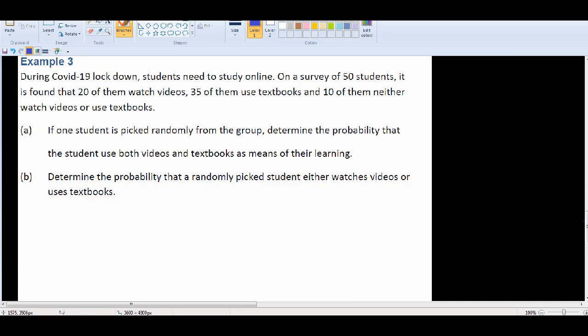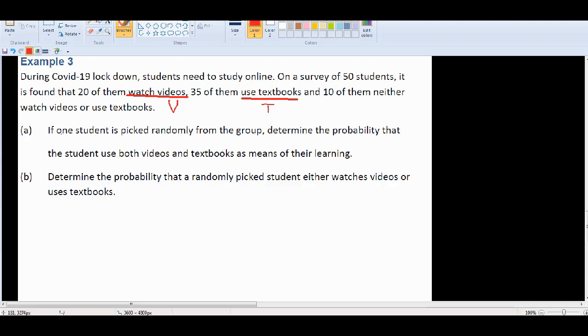In a survey of 50 students, it is found that 20 of them watch videos, 35 of them use textbooks, and 10 of them neither watch videos nor use textbooks. Basically you could categorize watching videos, and I use V to represent this event. Using textbooks is T, another event.